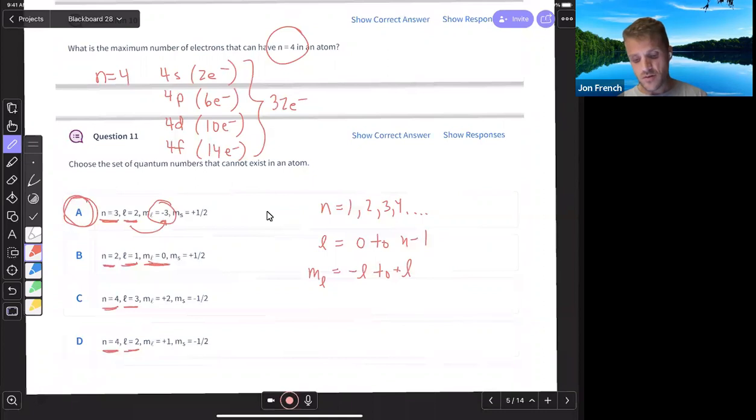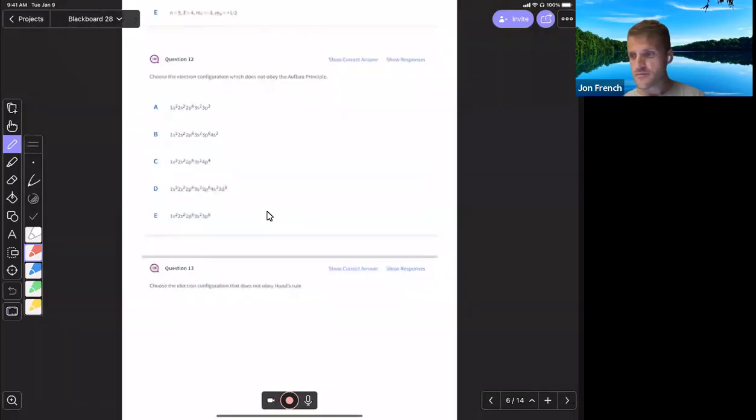ML can be 0, that works. ML at plus 2, that works. ML at plus 1, that works. But yeah, choice A does not exist because that value of ML is an orbital that does not exist in the d orbitals, basically, for question 11. And 13 is next.